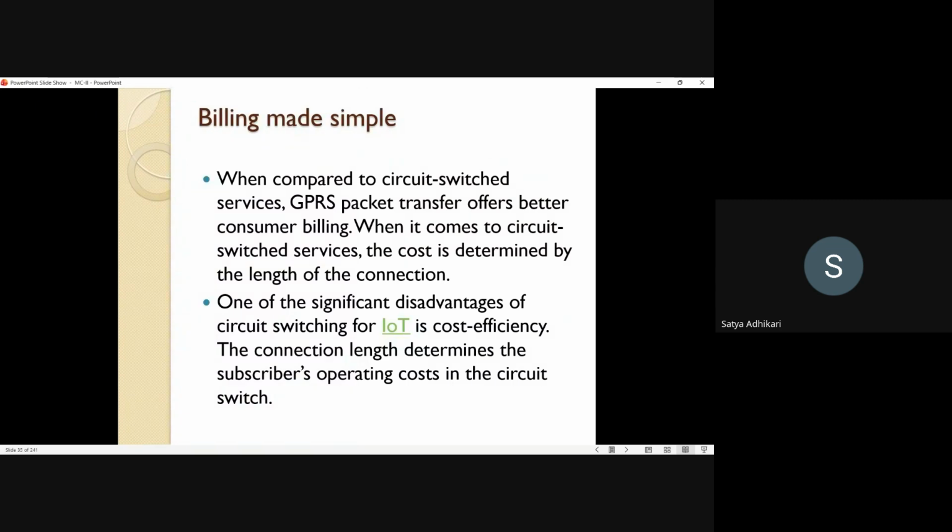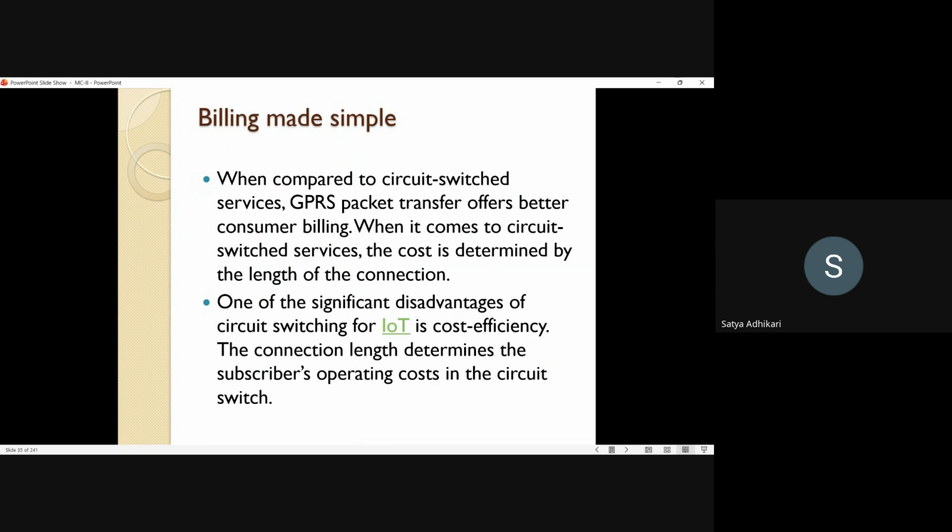How is billing made simple? When compared to circuit switched services, GPRS packet transfer offers better consumer billing. As the data is transmitted packet based, billing is simple. When it comes to circuit switched service, the cost is determined by the length of the connection. But here the cost is determined by the length of the packet.